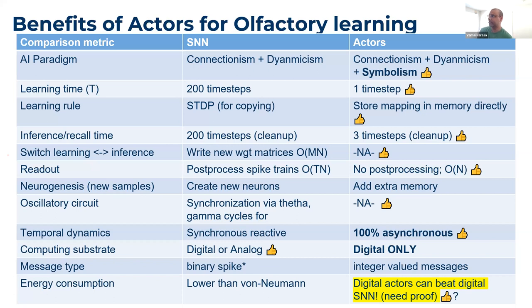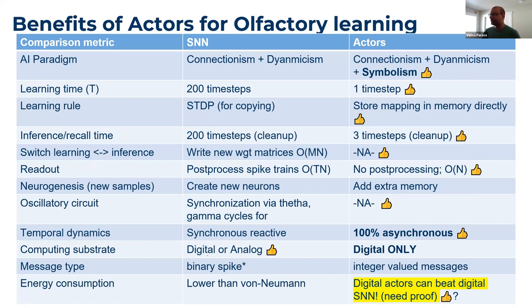And also, the SNN model needs a lot of oscillatory circuits, because you need to create all these gamma cycles and theta cycles. And usually in biology, they have a lot of oscillatory circuits. But whereas in actors, you don't need any oscillatory circuit. It's completely asynchronous. It's 100% asynchronous. So if you implement actors in hardware, it will actually be much more energy efficient, because you don't need all these clocks, and asynchronous hardware is much more energy efficient. Although I have not built a chip out of it, as an electrical engineer, intuitively I can feel that it is much more energy efficient, because you don't need 200 time steps of STDP, and you don't need any clocking and all sorts of synchronization.